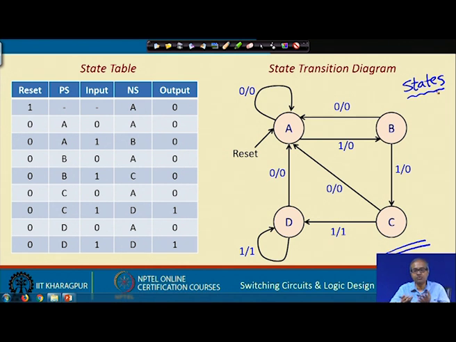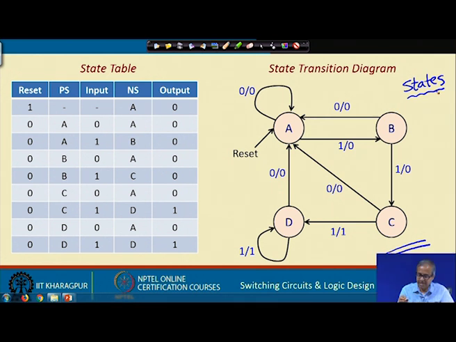Now, how many states will be there for a given problem, that you will have to figure out. The designer has to figure out how many states are required. In this problem, as you will see, 4 states are sufficient. These are A, B, C, D, and I am saying that state A is the starting state. So, when you start the system, it begins with state A. There can be a reset input. So, whenever you reset the system, it will initialize itself into state A.